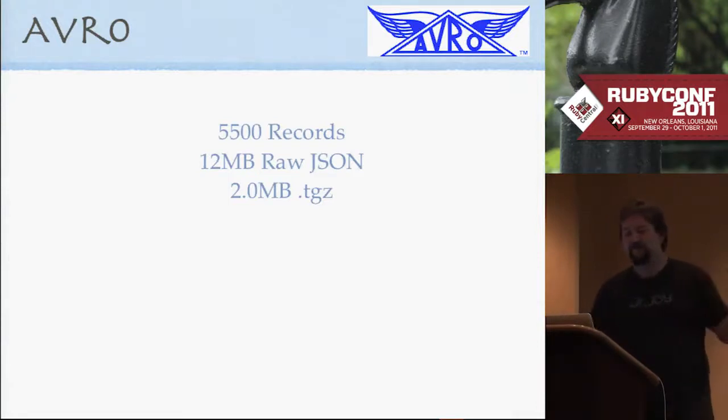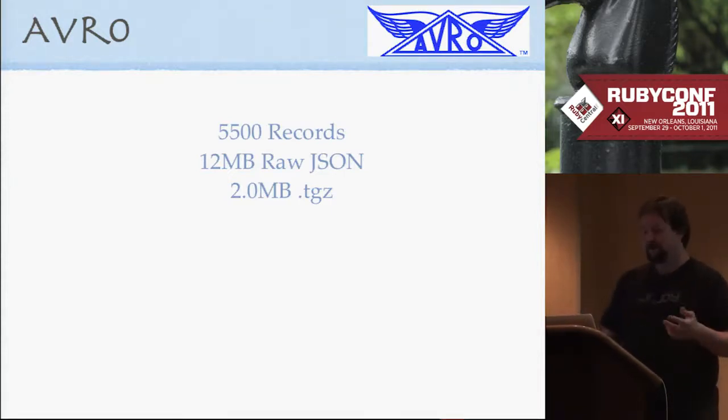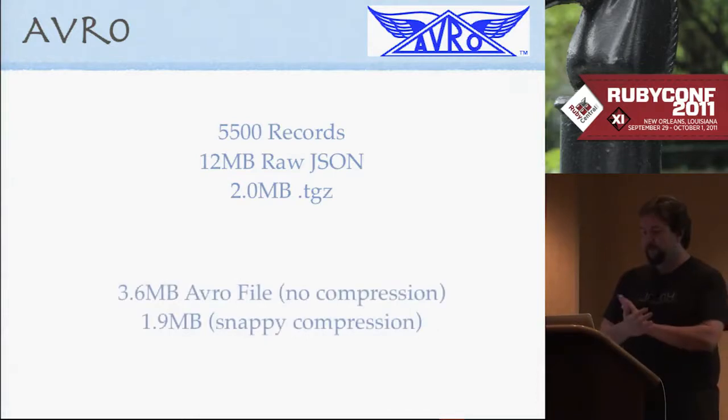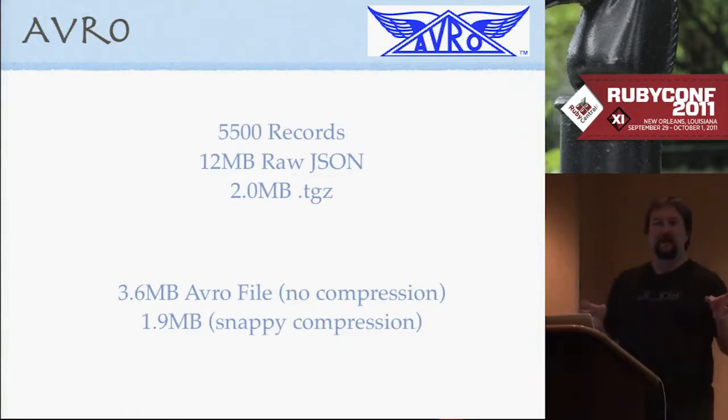So in terms of just AVRO as a whole, say I had 5,500 records, all of these maybe around 2,500 bytes or something like that. If you just look at the straight JSON, it's 12 megs, and it's a 2 meg tarball. If you convert it to an AVRO file, it's actually just 3.6 megs, and that's with no compression.